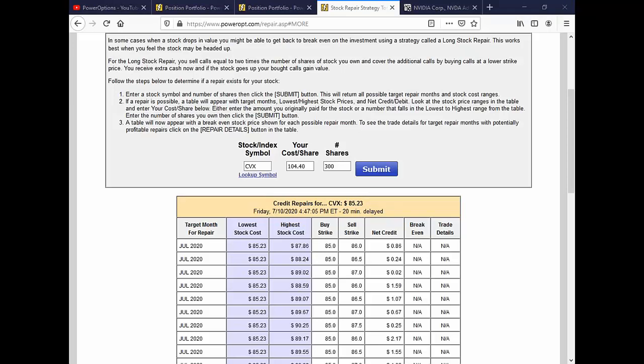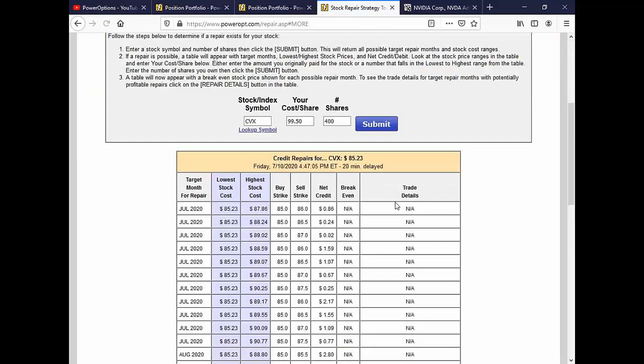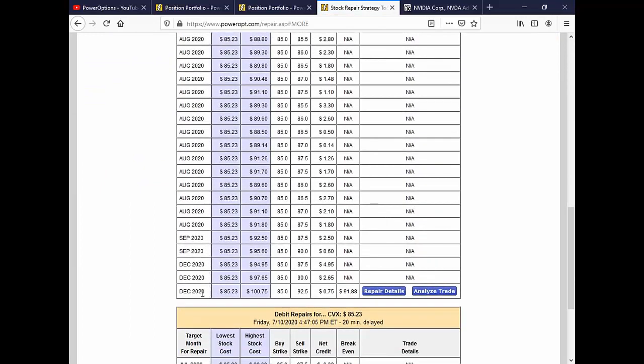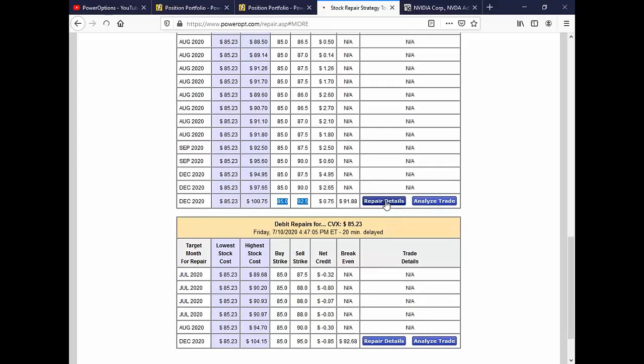So if I did, let's just say 8,500. If I added another 200 shares at 85.20 or $85, your average cost per share for the 400 would drop down to 99.50. Now you'd have 400 shares, okay? So you averaged down, bought 200 more shares at about 85, and there's one, but it's not bad. It's out to December 2020, and it's an 85 and 92 and a half. What does that mean? Let's take a look.